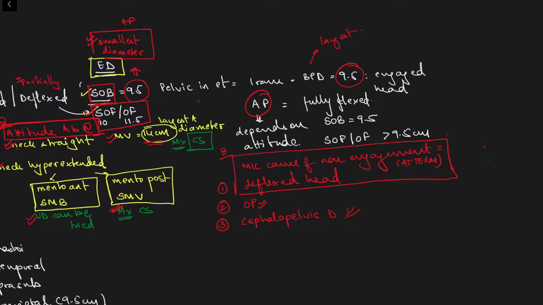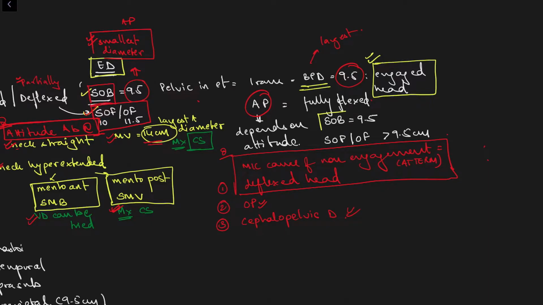So when the transverse diameter, which is the biparietal diameter, 9.5 centimeter and the largest diameter, has passed the inlet, we say that the head is engaged, right? Since the transverse diameter is always fixed, it will be the biparietal diameter, but the anteroposterior diameter changes depending upon the attitude of the baby, right?